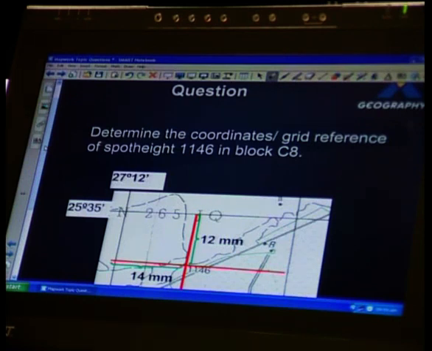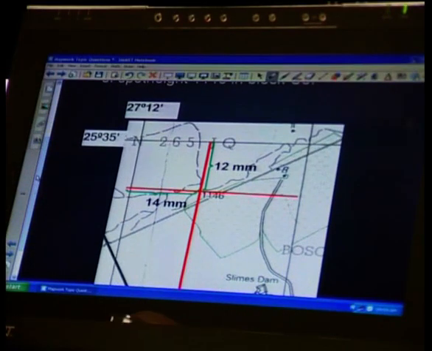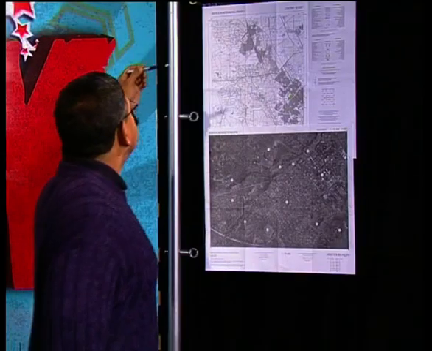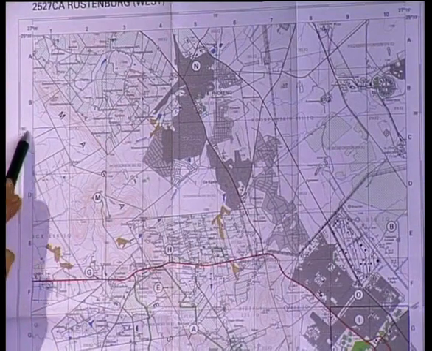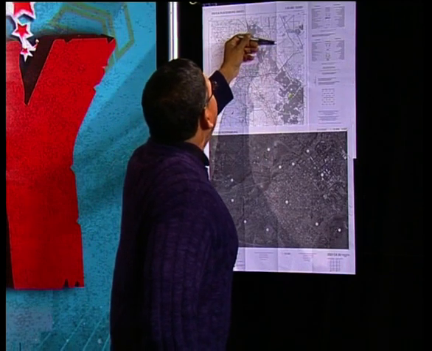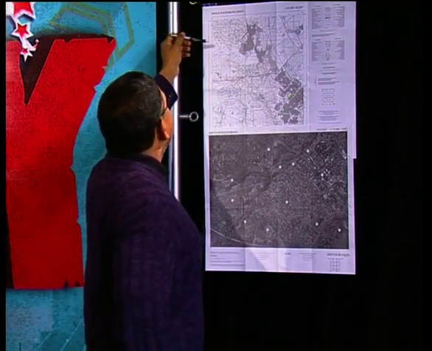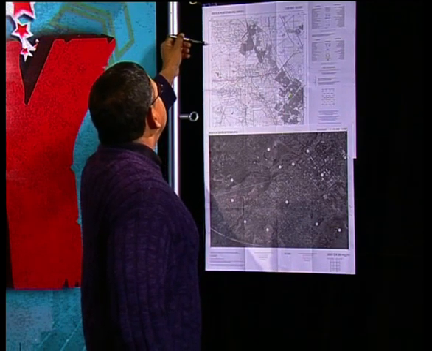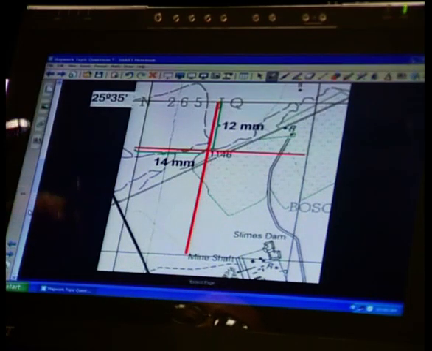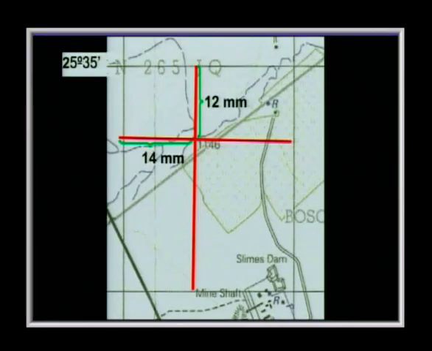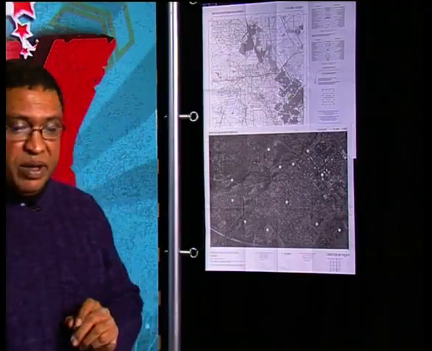Now, first of all, I must look at the information I have. If I go to block C8 on my topo map here, I would find my feature somewhere around here. So let's look at what is known. It's 33, 34, and 35 minutes. So already I have an answer that I can put down for this one, and I know my line of latitude is 25 degrees 35 point something minutes south. That's what I have there. Okay, I'm not sure about the minutes.